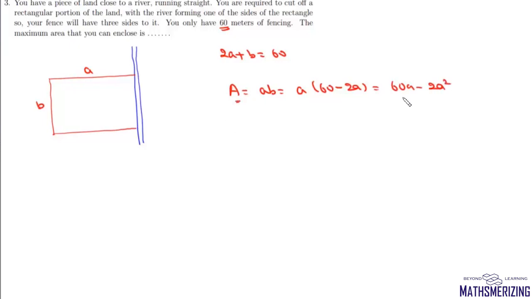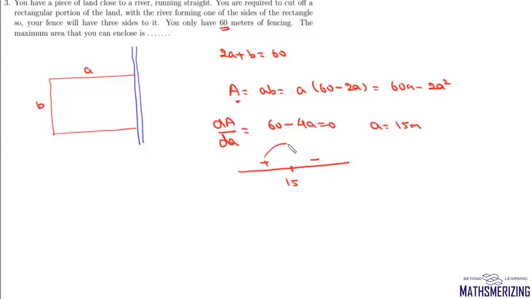So now this area is a function of A. So we'll differentiate. So it will be dA upon dA, and it should be 60 minus 4A equals 0. So from here we'll get the value of A as 15 meter. Now if we plot it on a number line, then this is 15, right most it is minus, and then it is plus. Derivative changes from plus to minus, that is, it first increases and then it decreases. So that means at A equals 15 we get a local maxima. So we get this area maximum when the value of A is 15, and if the value of A is 15, we'll get the value of B as 30.